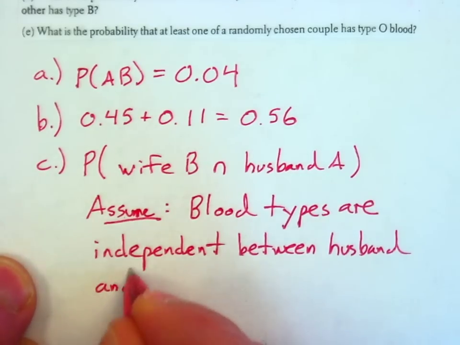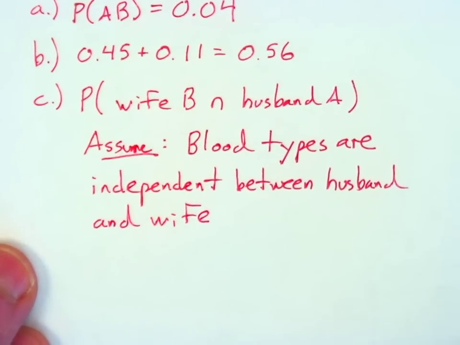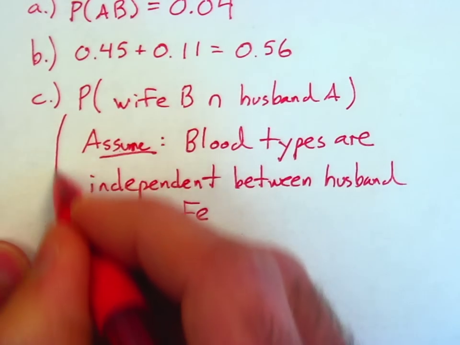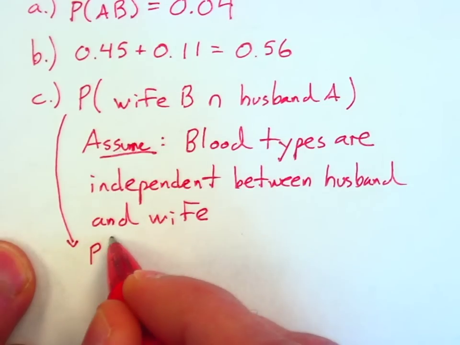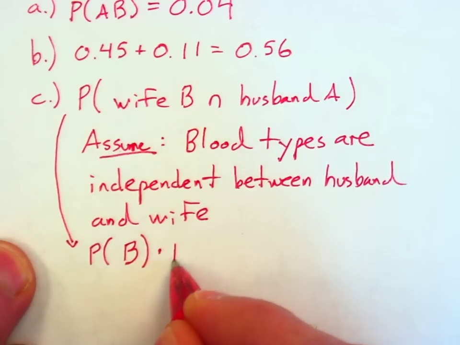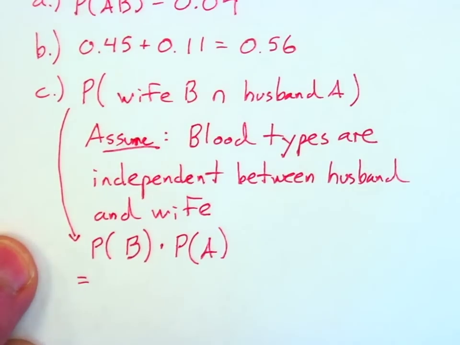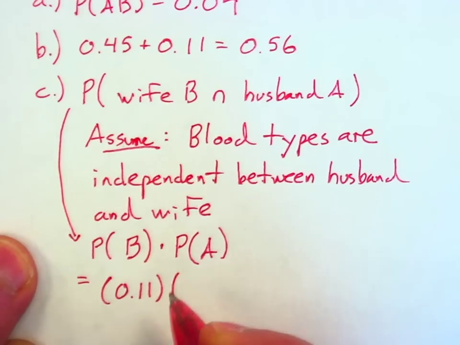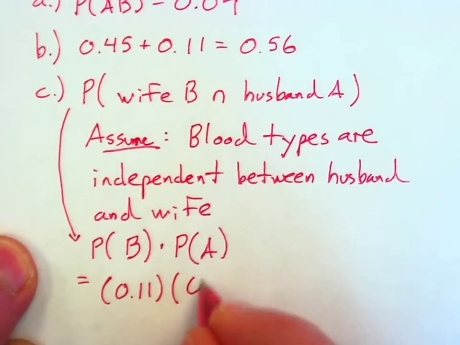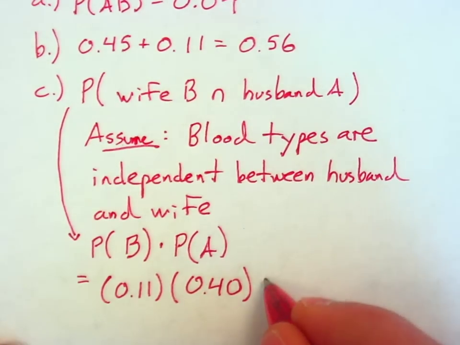Now, under this assumption, we can proceed with the calculation because this is an and calculation. So this probability then is simply the probability of a type B times the probability of type A. So type B from the table is 0.11. Type A from the table is 0.40. And under the assumption of independence, I can multiply those together. That makes 0.044.